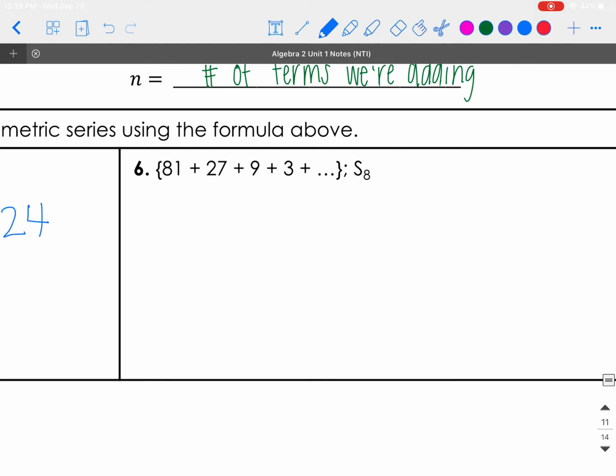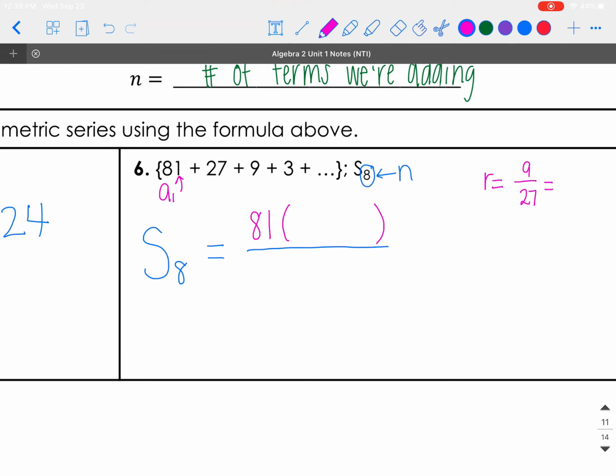All right, number 6. We're finding the sum of the first 8 terms. So that means my n is 8. My A1 is 81. Then we need our R. I'm going to take anything 9 and divide it by the 1 in front of it. 9 divided by 27.